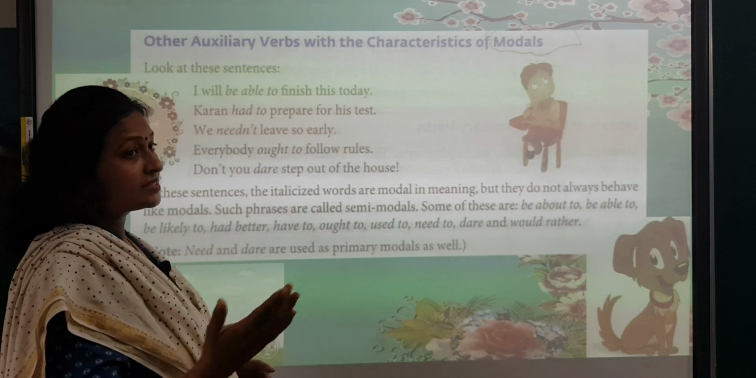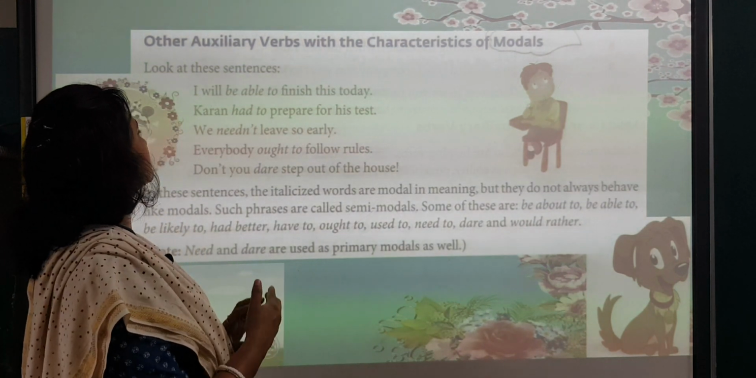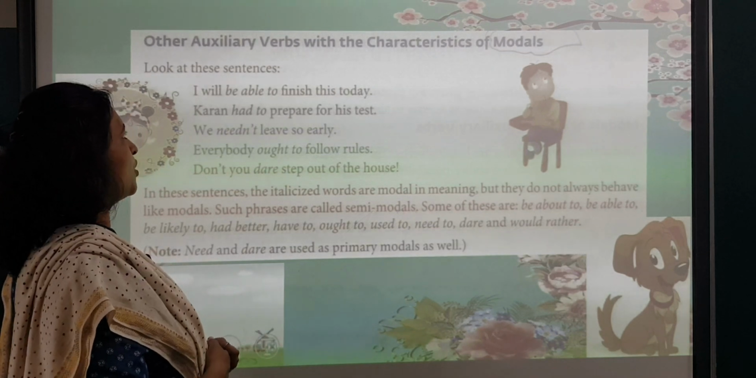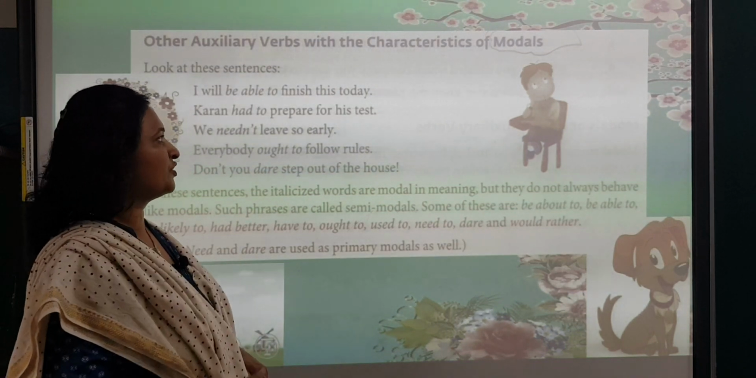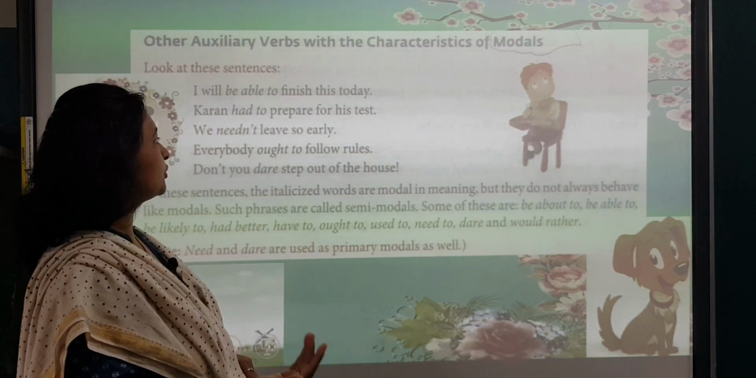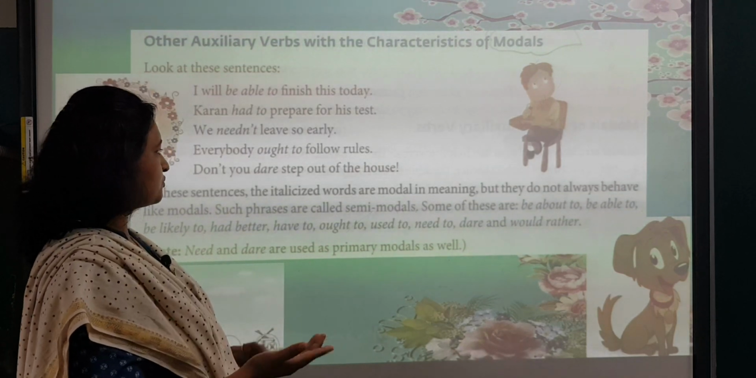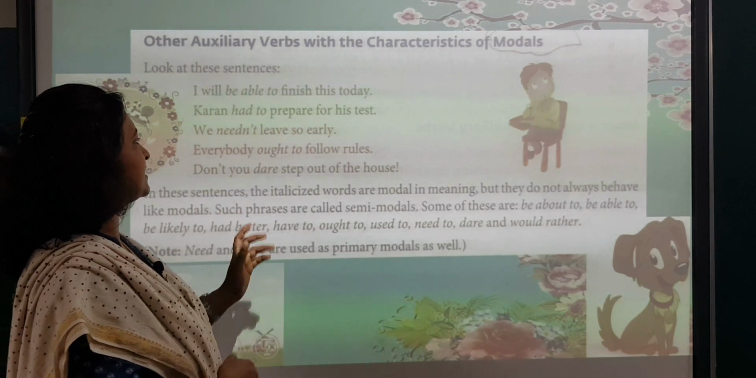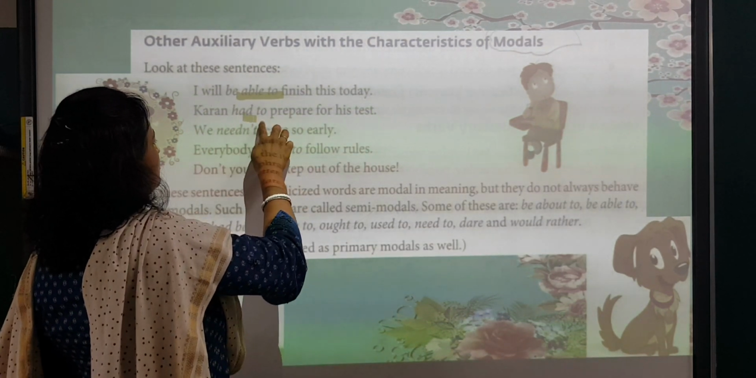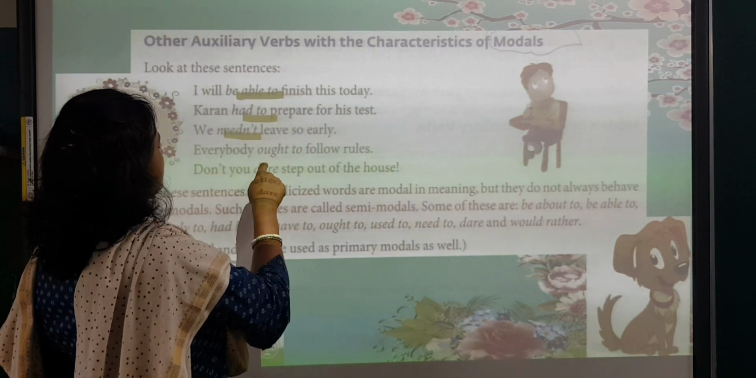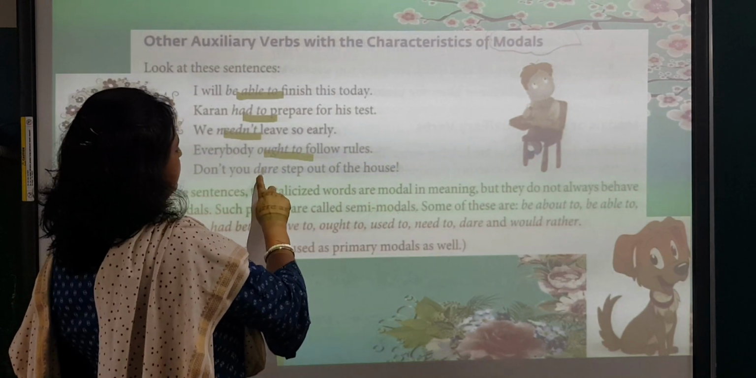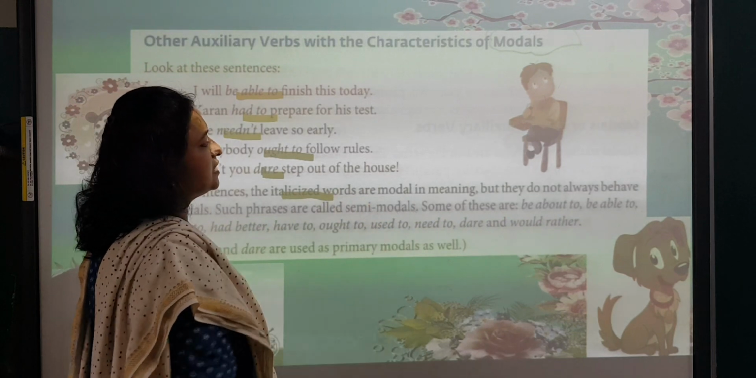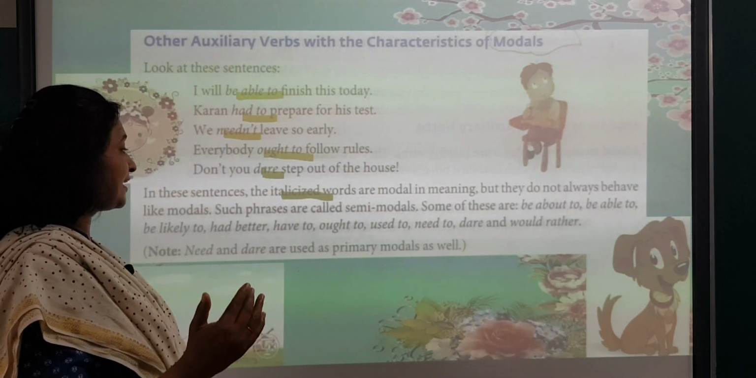Now, that was the end of that exercise. Now, let's move further. Other auxiliary verbs with the characteristics of modals. Like I will be able to finish this today. Karan had to prepare. We need not leave so early. Everybody ought to follow rules. So, in these sentences, these italicized words mean be able to, had to, need not, ought to, dare. These are all italicized words, modals in meaning, but they do not always behave like modals.